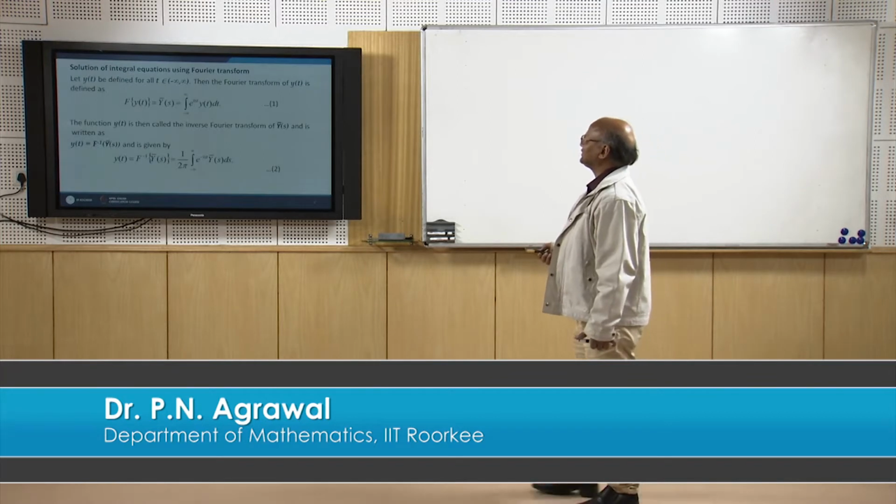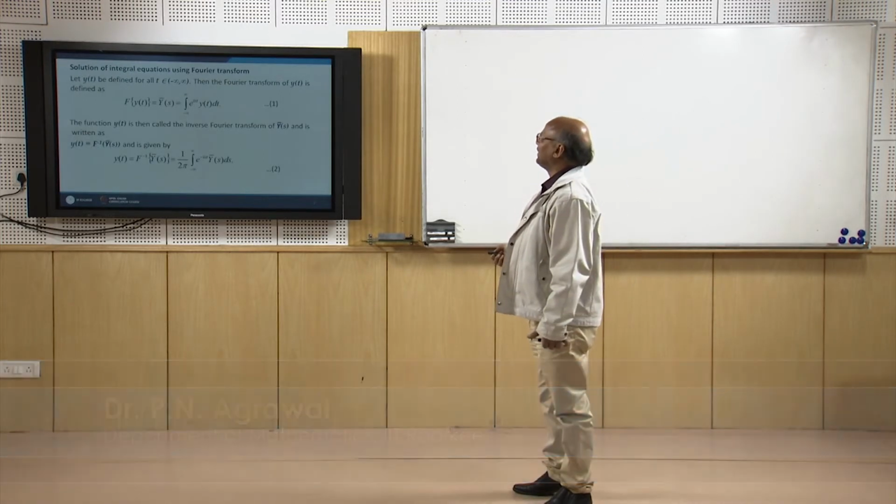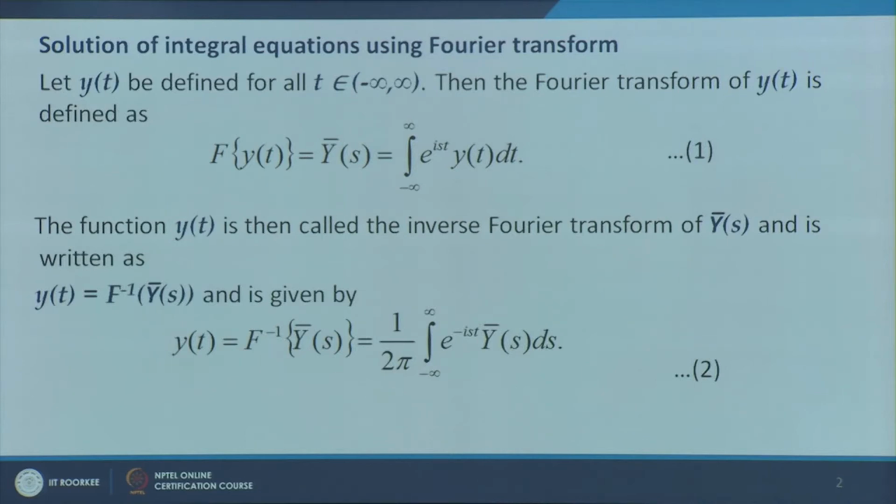So let us first define what we mean by a Fourier transform. Let ψ(t) be a function defined for all t belonging to the interval minus infinity to infinity. Then the Fourier transform of ψ(t) is defined as F[ψ(t)] = ψ bar(s) = integral over minus infinity to infinity e to the power i s t ψ(t) dt. The function ψ(t) is then called the inverse Fourier transform of ψ bar(s) and is written as ψ(t) = F inverse[ψ bar(s)], and it is given by 1 over 2π integral over minus infinity to infinity e to the power minus i s t ψ bar(s) ds.